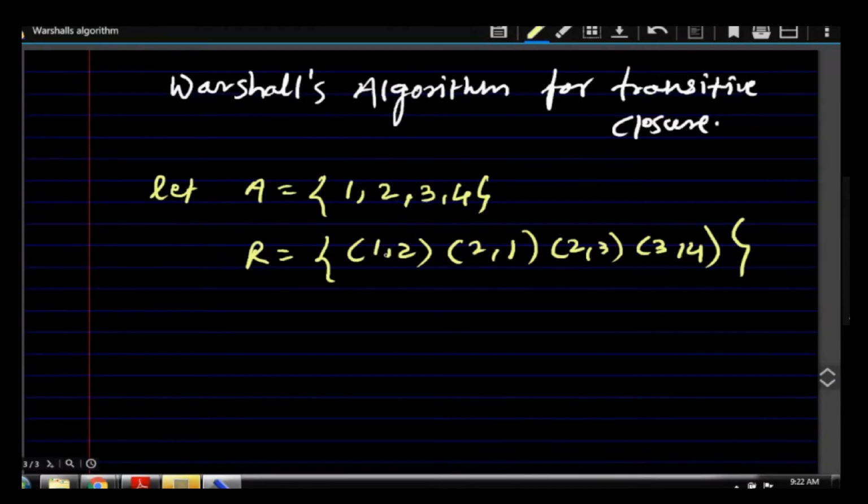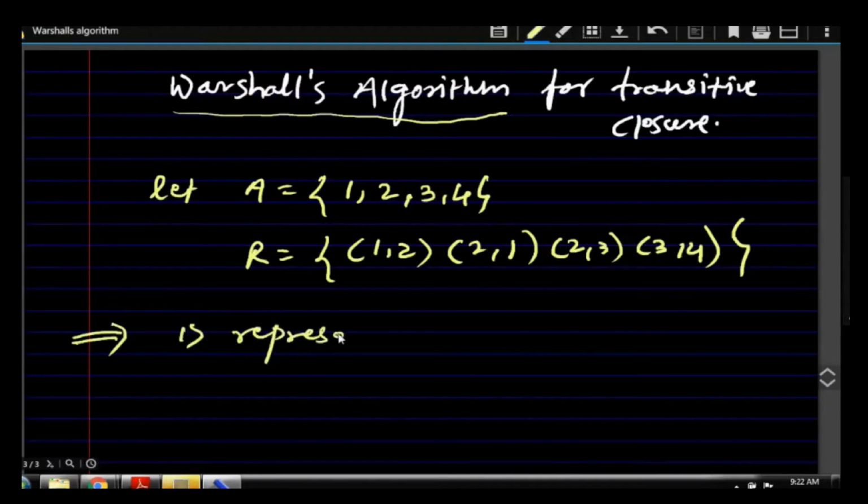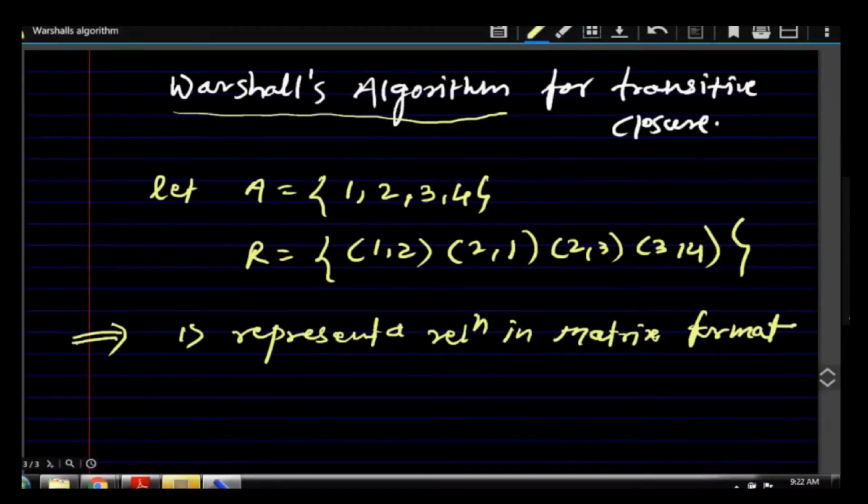Okay, so now we will understand how to calculate the transitive closure by using this particular algorithm. So this algorithm will help you to calculate the transitive closure. So let us understand the steps. Okay, so first step is represent a relation in matrix format.